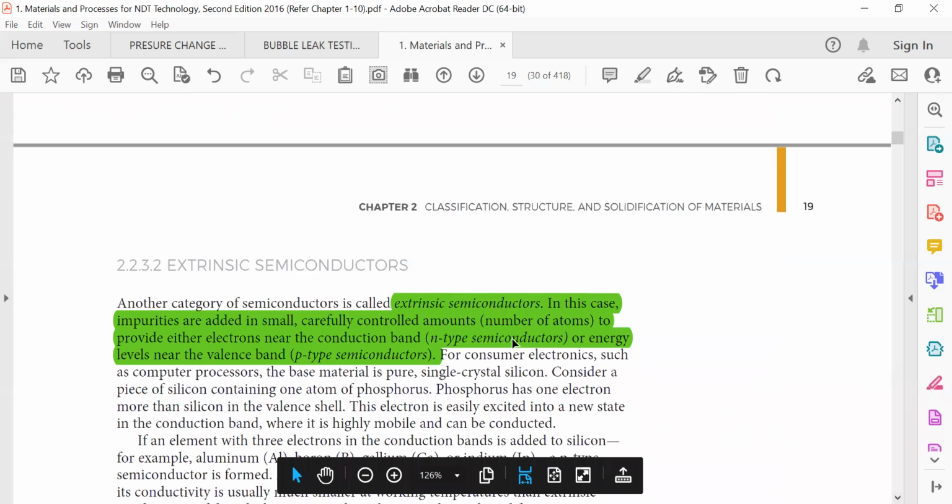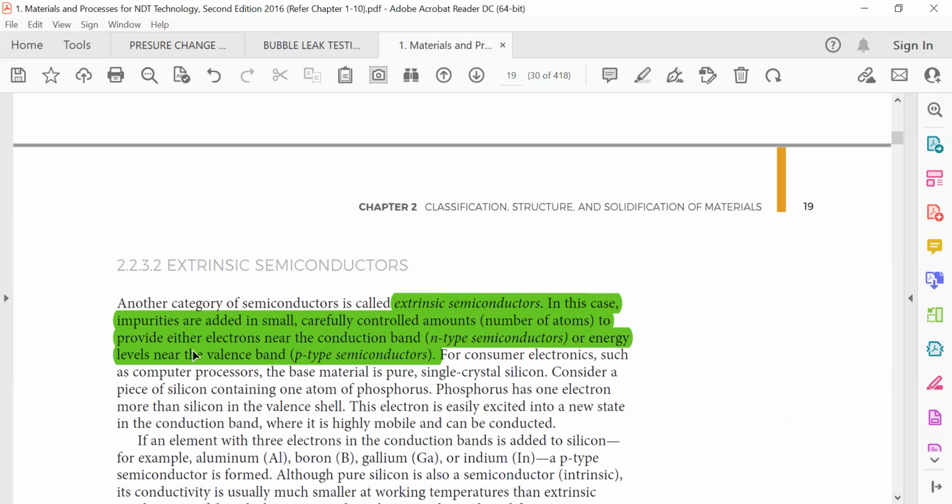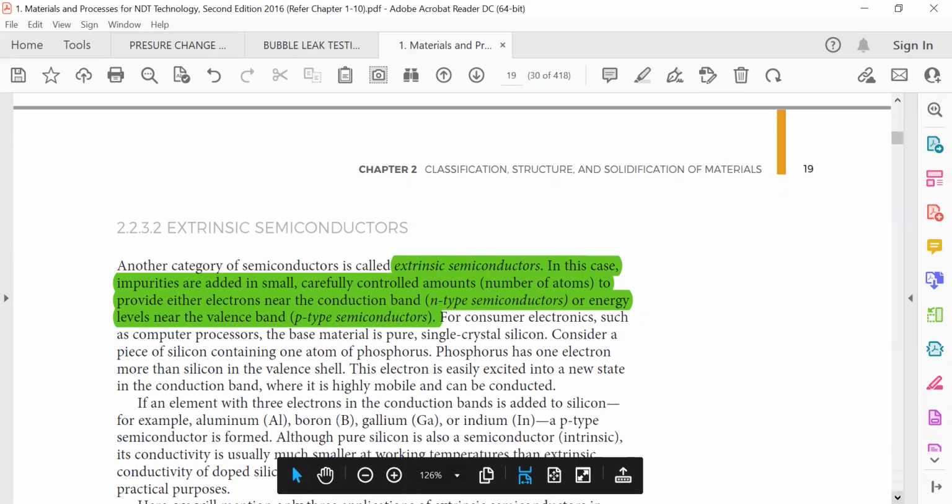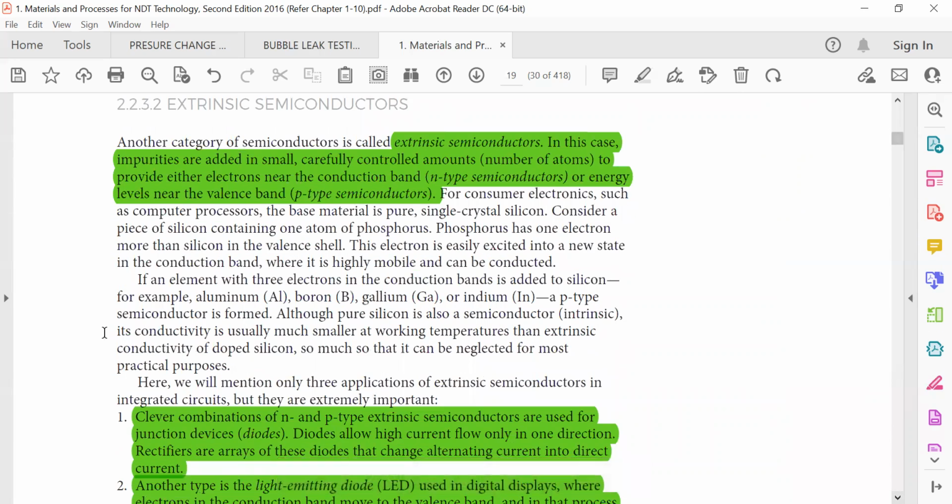Extrinsic semiconductor: in this case, impurities are added in small, carefully controlled amounts of atoms to provide either electrons near the conduction band, n-type, or energy levels near the valence band, p-type semiconductor. Silicon. If an element with 3 electrons in the outer band is added to silicon, for example aluminum, boron, gallium, indium, it gives a p-type semiconductor.